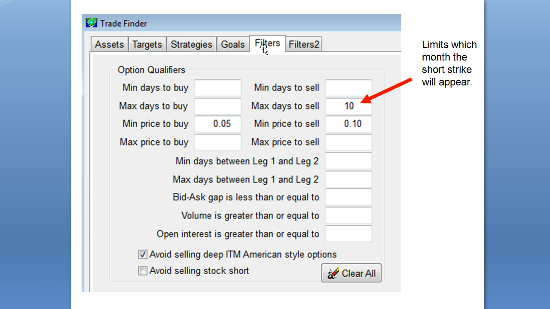Next, we click the Filters tab, and here's where we can say minimum price to buy of a certain option, minimum price to sell, and you could play around with a few other things. But the thing that I did here, and you can use these calendar qualifiers up here, is the minimum days remaining in the life of the option to sell, I'm putting at 10. And the reason is because I want to create a calendar spread where I'm making sure that the short strike is in the front two expirations.